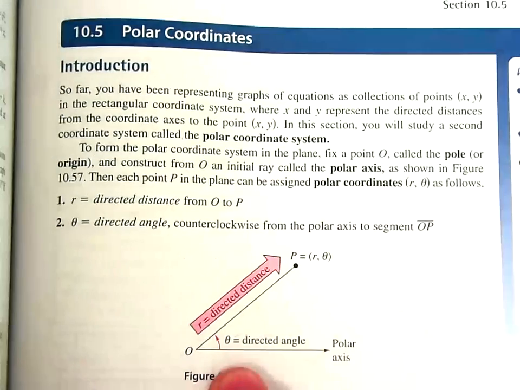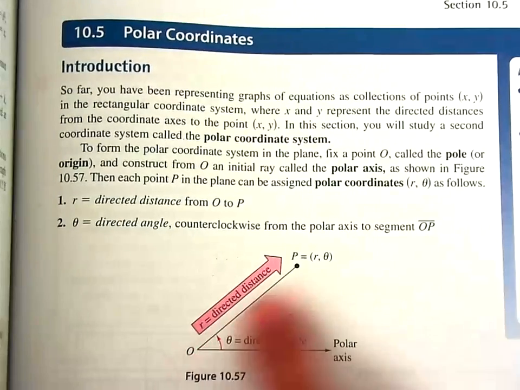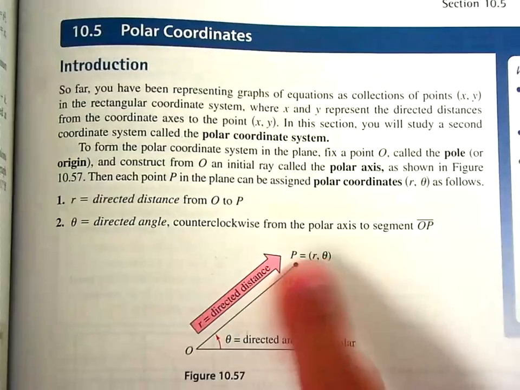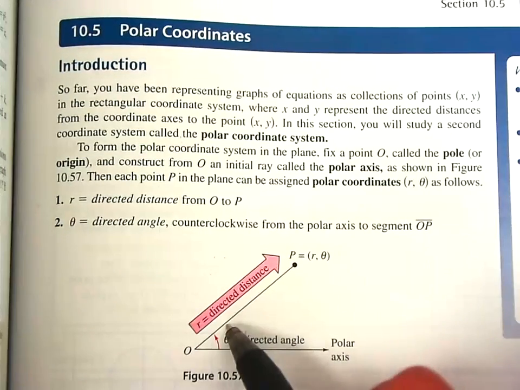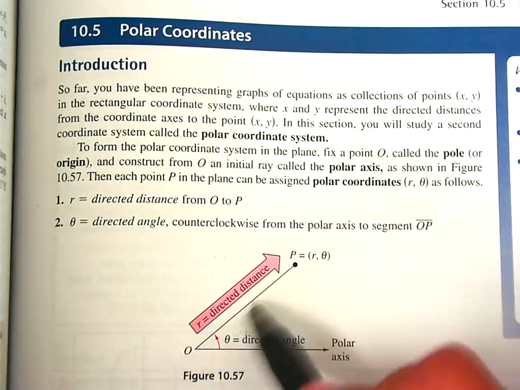Now what you have to understand is r is now a directed distance. So I'm going at a certain distance. Like if I'm going 1, it might be out here. If I'm going 2, it might be 1, 2. If I'm going 3, it might be 1, 2, 3. Just depends. And then I have an angle as well.